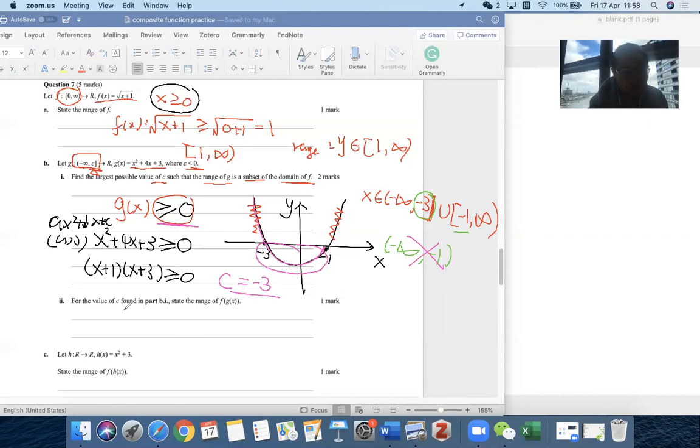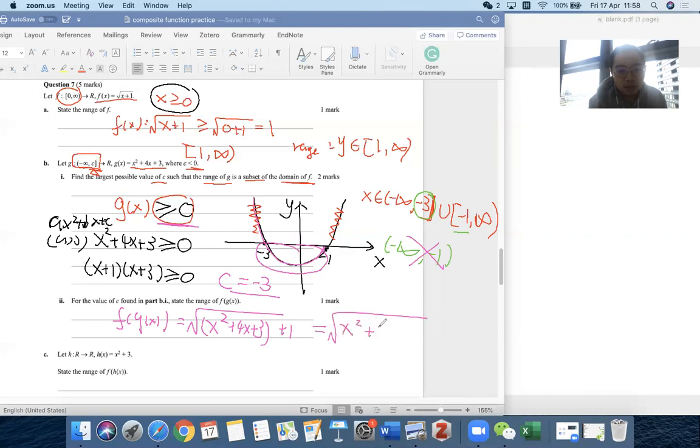Okay. And for the value of c found in the previous part, state the range of f(g(x)). So let's write the f(g(x)) first. f(g(x)) is square root of x squared plus 4x plus 3, plus 1. So it becomes square root of (x plus 2) squared plus 2, because this one is x squared plus 4x plus 4, and this one becomes plus 2. Okay, because the range of g is a subset of the f(x) domain, the original x values g can take will be the domain of our composite function. So the domain in this case is x belongs to -infinity to -3.